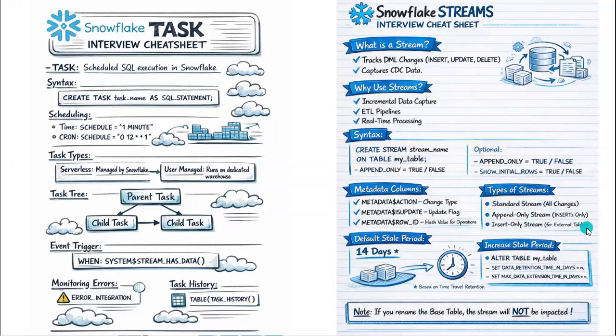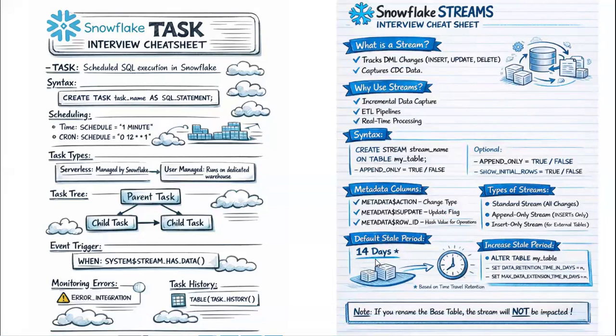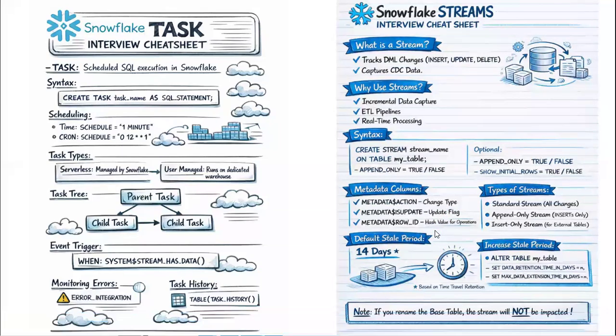We'll discuss this one in the later classes while we discuss the external table. The default stale period will be 14 days. If there is a table where the DML changes are not happening, after 14 days that particular stream will become stale, which means it will not work. Again, you need to recreate the stream.